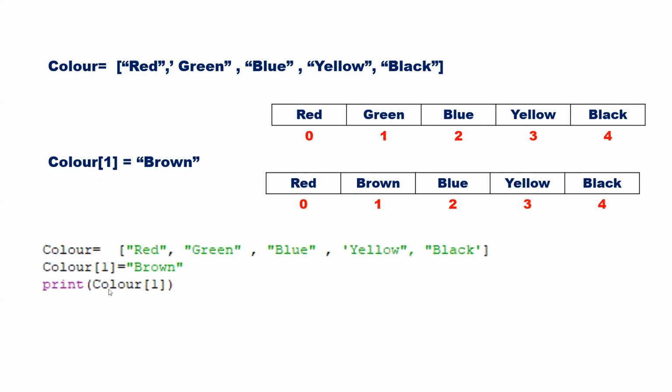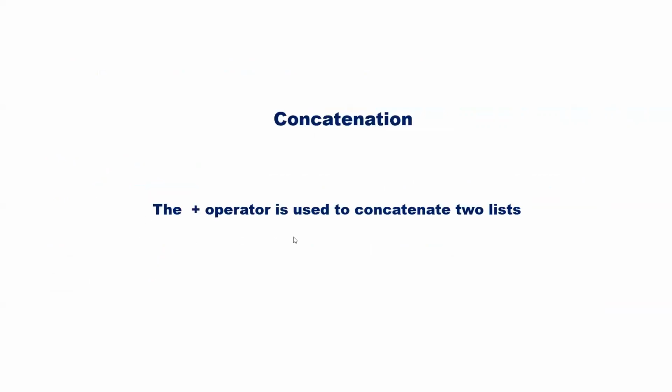Now, when we print color of 1, we will get the value brown. So that means we can change the values of the list data type. Hence, list is a mutable data type. Now, let us see some of the operations that we can apply on lists. The plus operator is used to concatenate two lists.